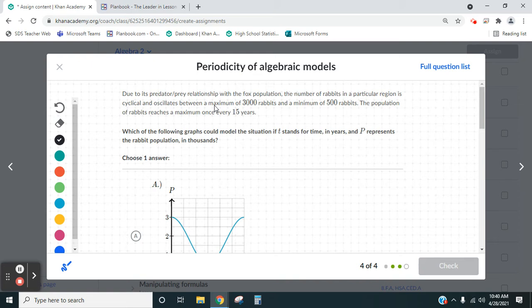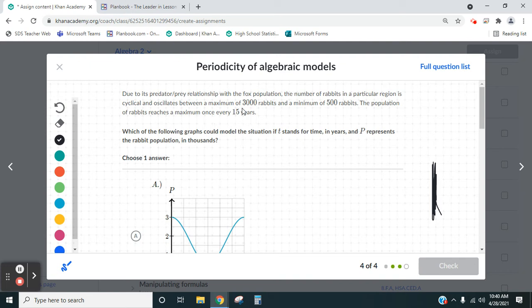The number of rabbits in a particular region is cyclical. Cyclical meaning it goes up and down like the seasons, right? Cycles. Okay. And oscillates. Oscillates is another word for back and forth. Like a spring oscillates. Okay, between a maximum of 3,000 rabbits and a minimum of 500. The population of rabbits reaches a maximum once every 15 years.